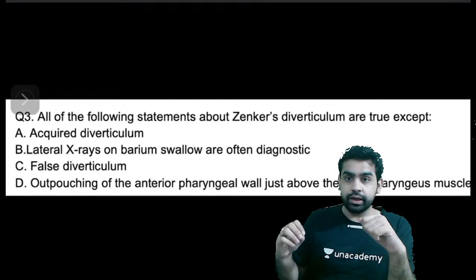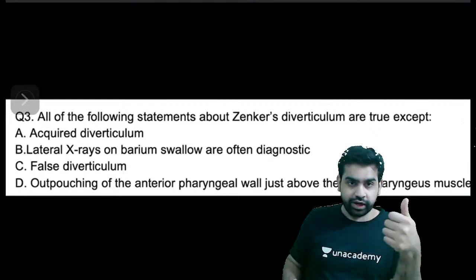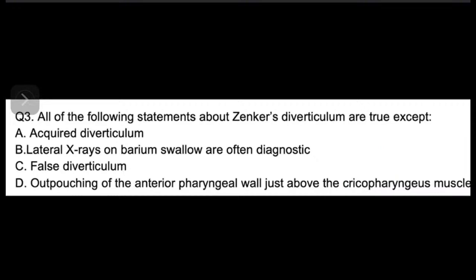Is it an acquired diverticulum? Lateral X-ray on the barium swallow is often diagnostic. Is it a false diverticulum or outpouching of the anterior pharyngeal wall just above the cricopharyngeus muscle? So what do you think, guys? What is the answer over here?